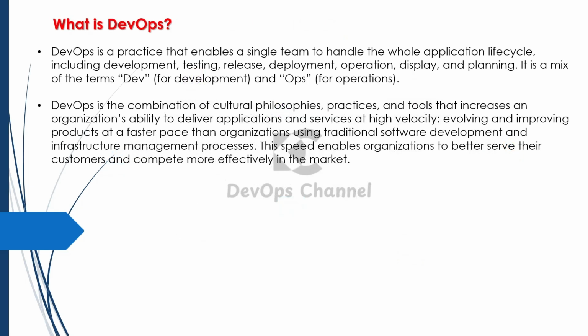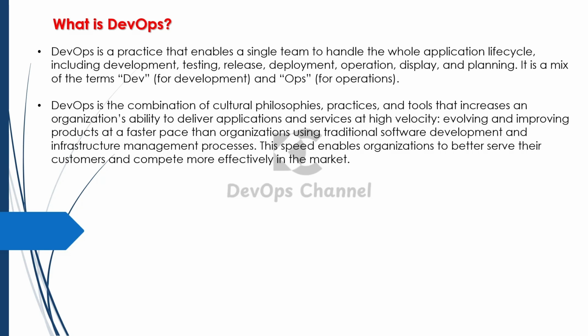Now DevOps is a practice. Basically, this is not a software or a tool. You can refer to DevOps as a set of tools, but it is not a tool or a software. DevOps is a practice that enables a single team to handle the whole application lifecycle. Unlike traditional methods, there is no separate development team and operations team working on their own. We include the development and operations team as a single team, so they cover development, testing, release, deployment, operations, and planning.